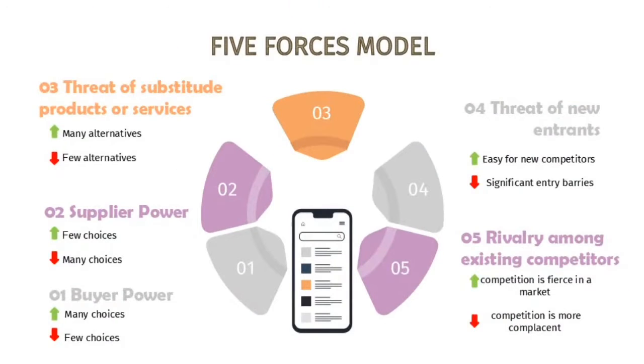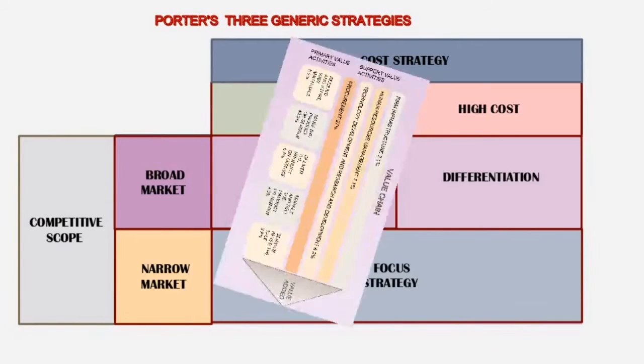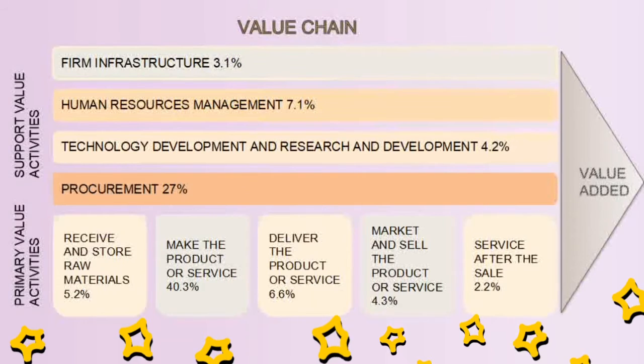Five forces model. The first one is buyer power, supplier power, threat of substitute products or services, threat of new entrants, and rivalry among existing competitors. Porter's 3 generic strategies. This is the cost strategy of competitive scope between broad market and narrow market. The next tool to develop competitive advantages is value chain. So this is the explanation.